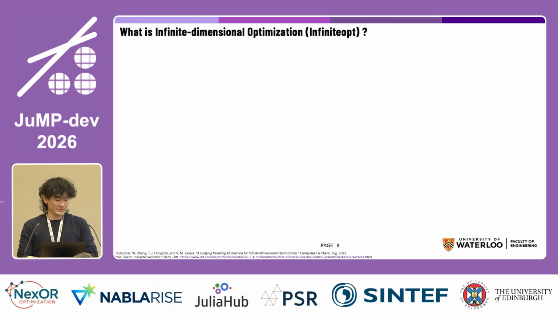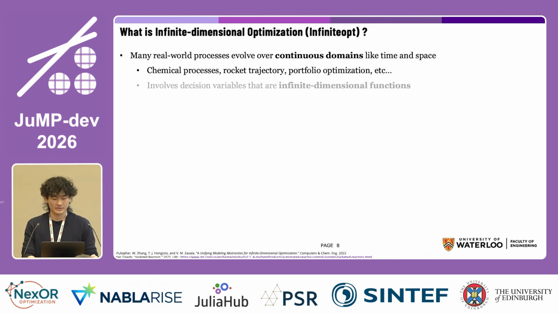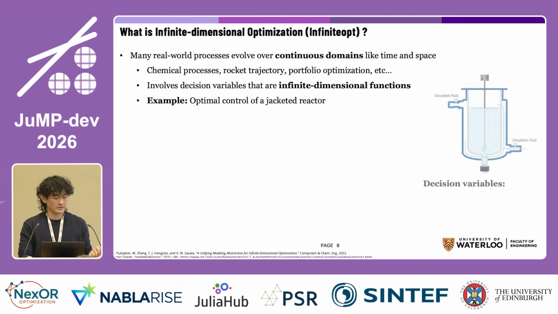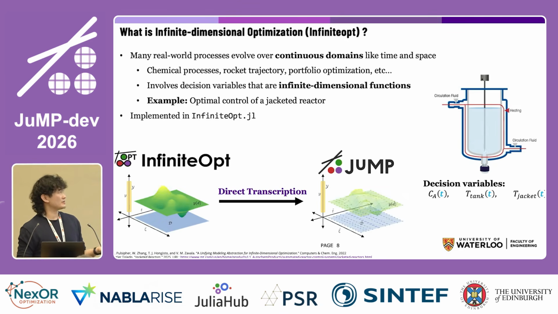So we have infinite dimensional optimization. What is it? A lot of real-world processes require you to model things over continuous functions, so time and space. This comes up in things like chemical engineering, rocketry, portfolio optimization, and it involves solving for not just finite numbers, but actual trajectories and profiles. An example here is solving for optimal control of a jacketed reactor, or solving for a concentration profile, a tank temperature profile, a jacket profile. This is done in Julia with a package called InfiniteOpt, and it takes care of what we call direct transcription from your infinite form into a form that you can send to a solver.